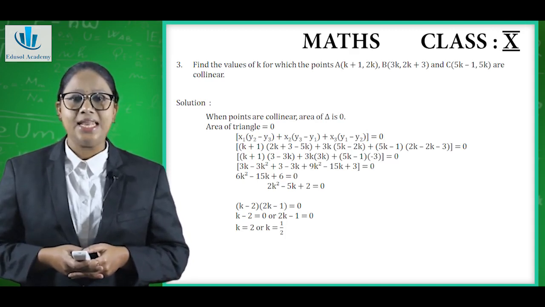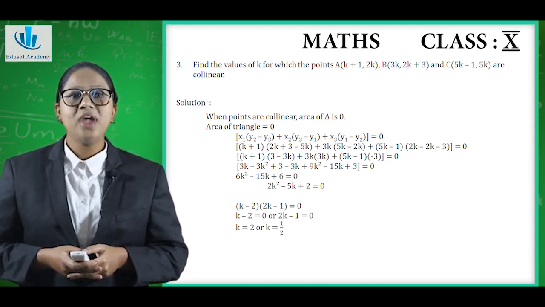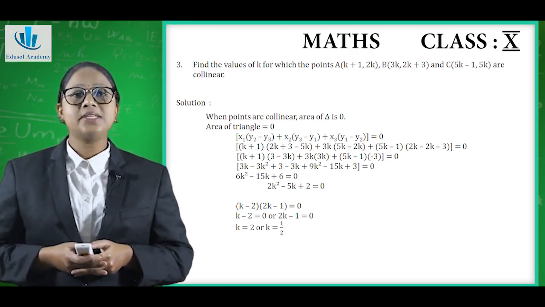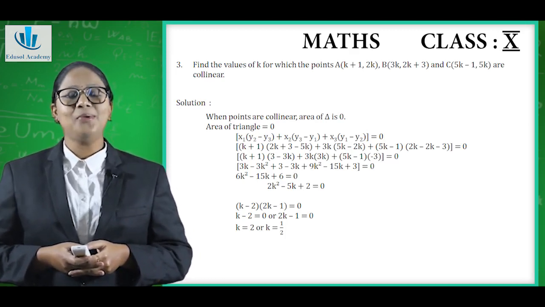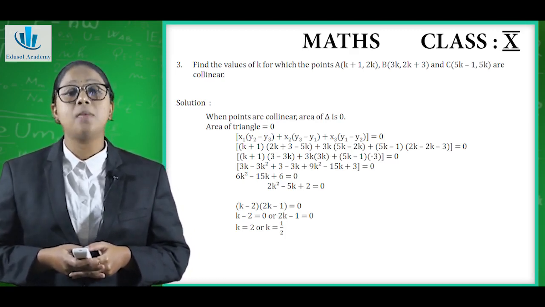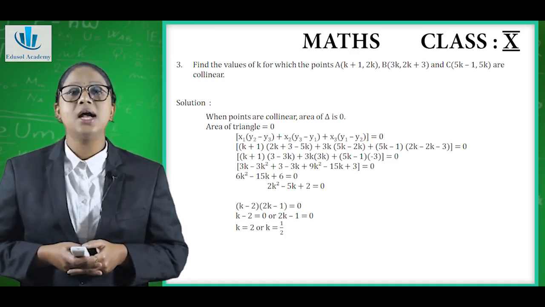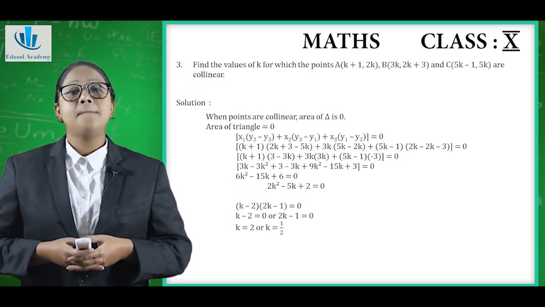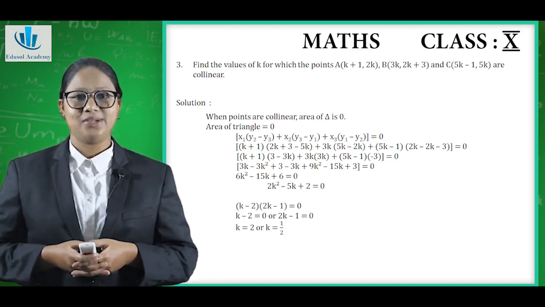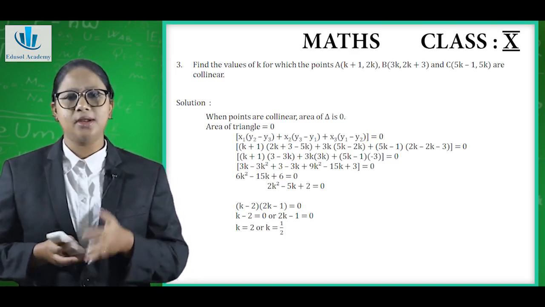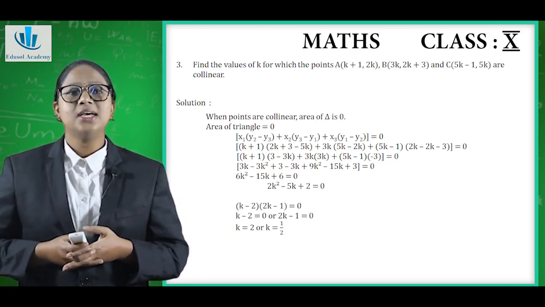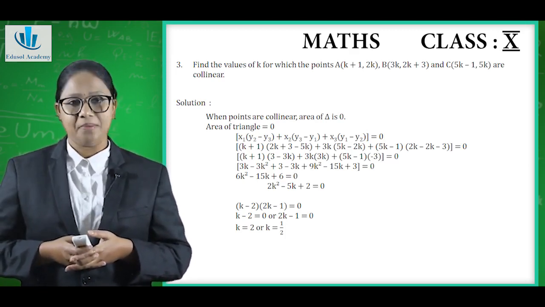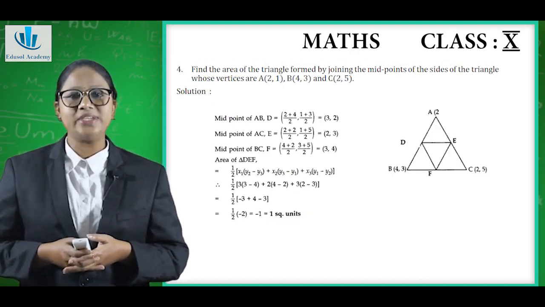So, equating that area of the triangle to 0, we will get the quadratic equation 6k square minus 15k plus 6 is equal to 0. Taking 3 as a common term out of all the 3 terms in the equation, we will get another simplified quadratic equation 2k square minus 5k plus 2 is equal to 0. Now, solving that using any method, you have already studied quadratic equations. So, solving that, we will get the values for k as 2 and 1 by 2. Here comes the next question.